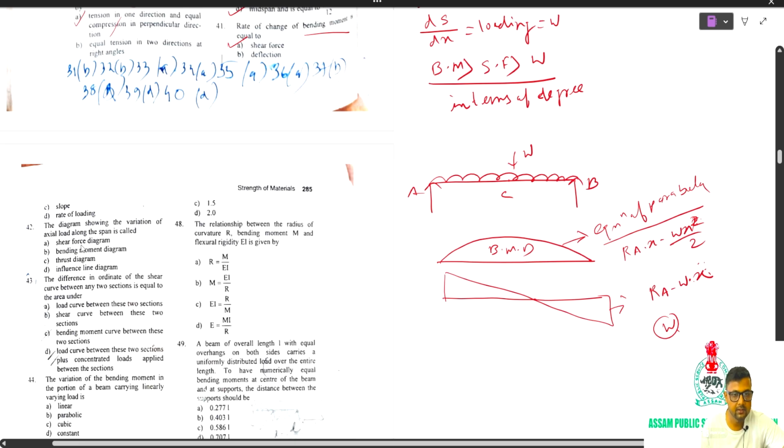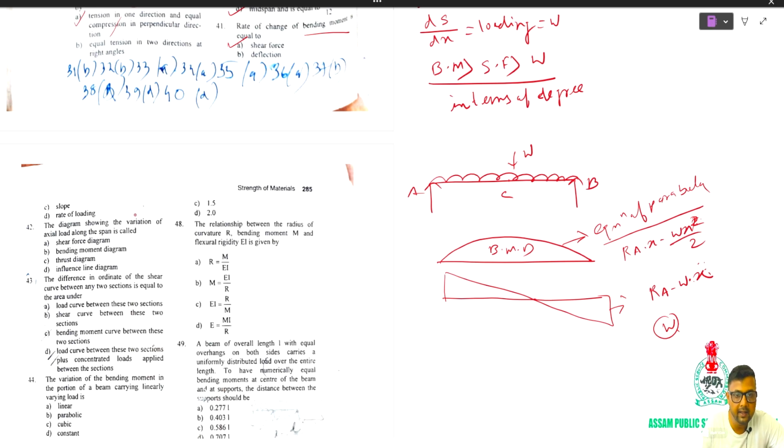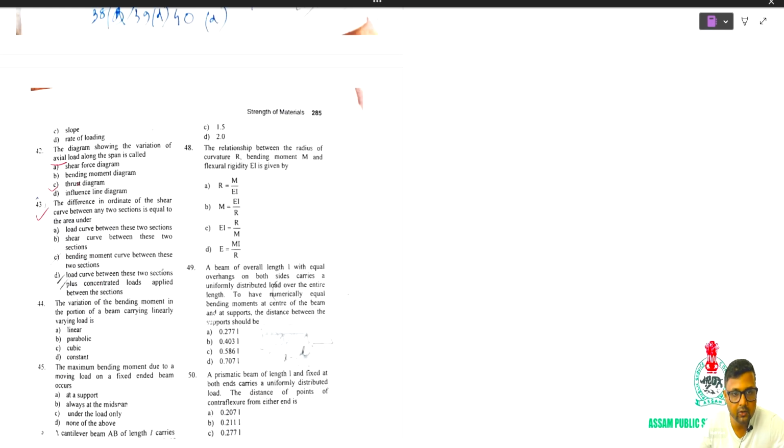Next question is the diagram showing the variation of axial load along the span. Axial load, okay, not the transverse load. So this will be a truss diagram, okay? Axial load, because you are applying it like this, this is the axial load, right? And in this direction. So this is what? Thrust.